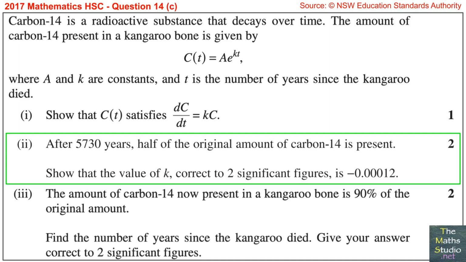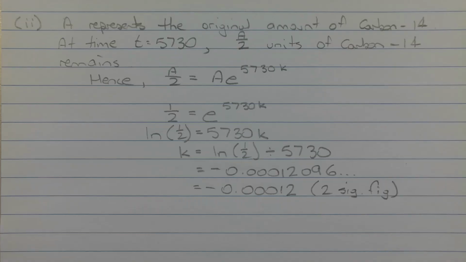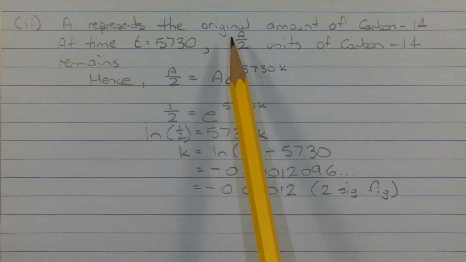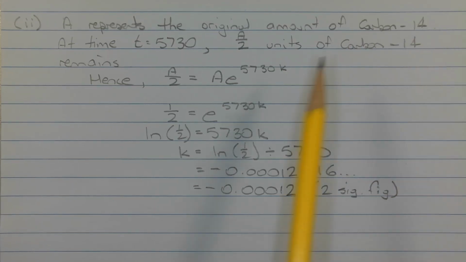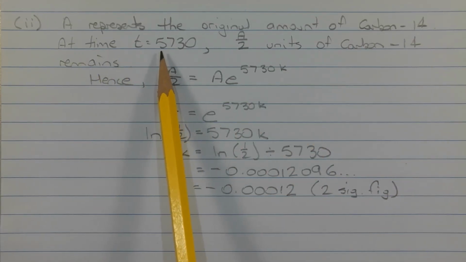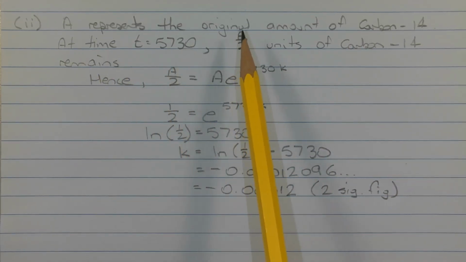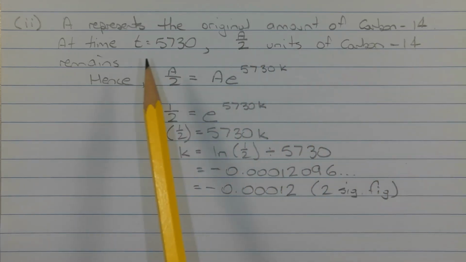Part 2. After 5,730 years, half of the original amount of carbon-14 is present. Show that the value of k, correct to two significant figures, is negative 0.00012. Capital A represents the original amount of carbon-14. Now at time t equals 5,730 years, A over 2 units of carbon-14 remains.